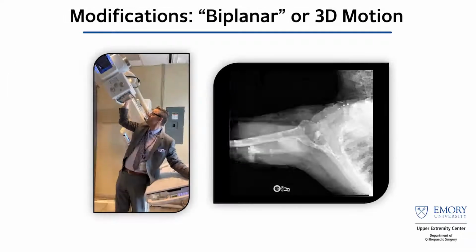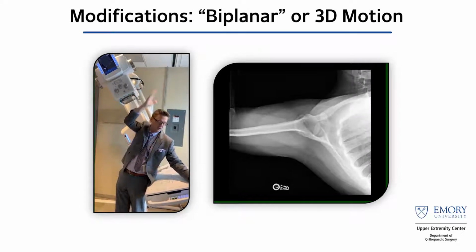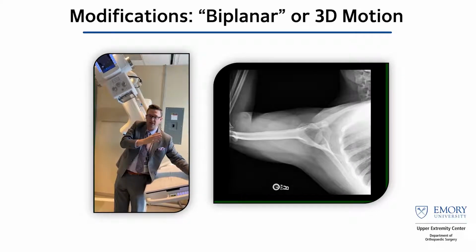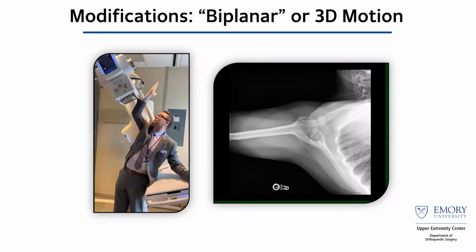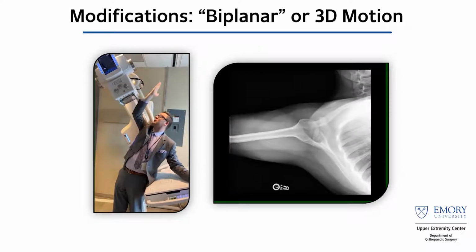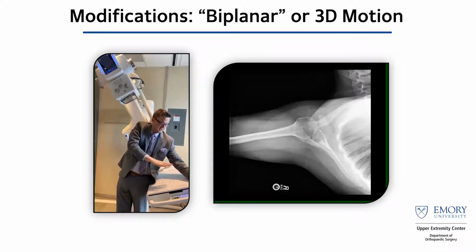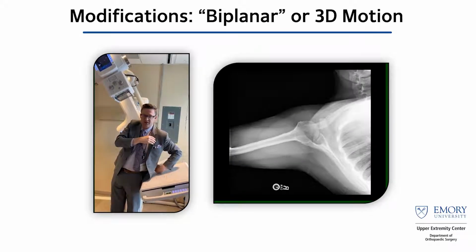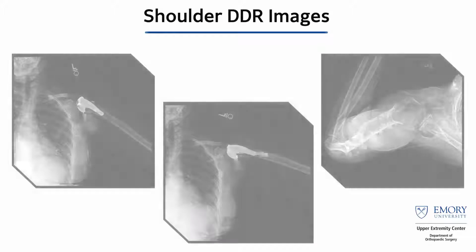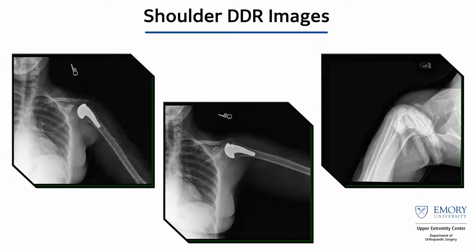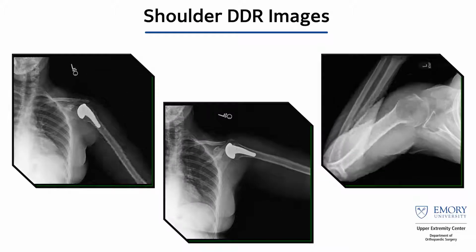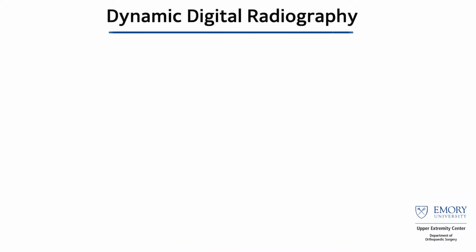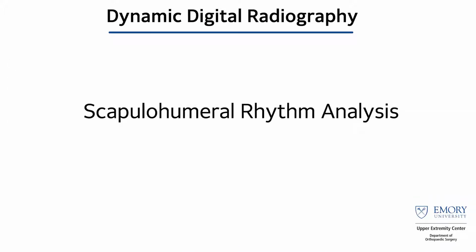One of my more interesting aspects that we've worked a lot on has been the shoulder, and as many of you who treat shoulder pathology know, it's very difficult to assess scapulohumeral rhythm and the interplay between the glenohumeral joint and the scapulothoracic joint. So here, modifying this to be more of a 3D type motion, we started to look into how to actually capture this, how to capture it from an axial view or from a Grashey view. And this idea of scapulohumeral rhythm analysis is really the novel thing that we've brought forth.